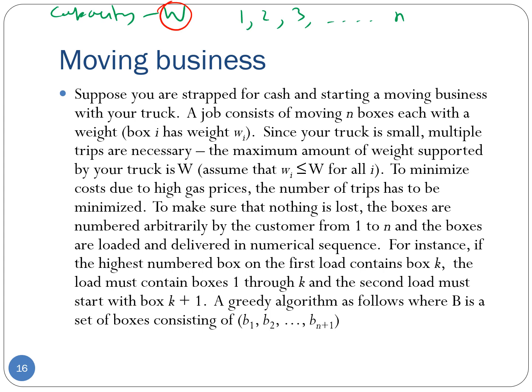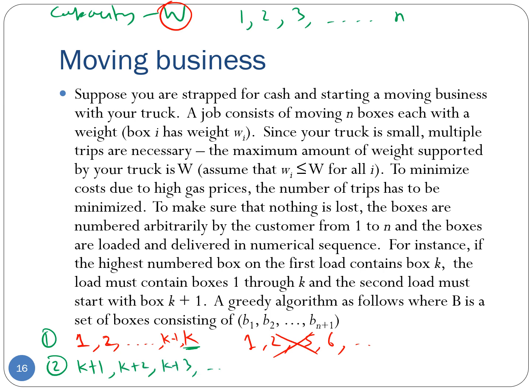So what that means is, let's assume the first trip. In the first trip, if the highest numbered box that you are delivering is k, then you must deliver all the boxes that are less than k as well, so 1, 2, all the way up to k. You cannot, for example, mix and match. You cannot deliver boxes 1 and 2, then skip 3 and 4, and then deliver 5, 6 and so forth. This is not allowed. All the boxes must be delivered in sequence. So this was the first trip. Now in the second trip, because you've already delivered up to box k in the first trip, you will start from k plus 1, k plus 2, k plus 3, and so on up to some k plus l value, and so forth.